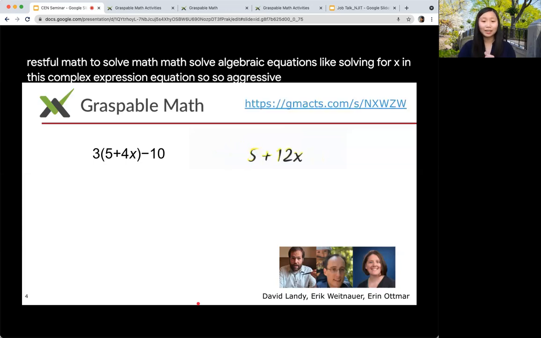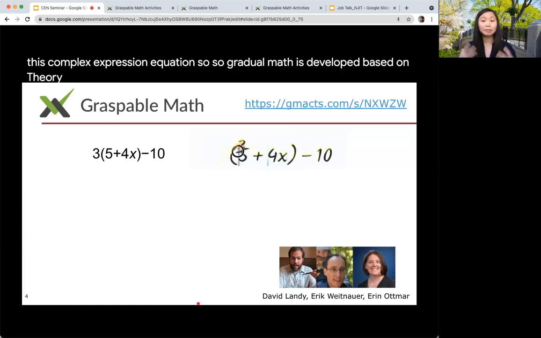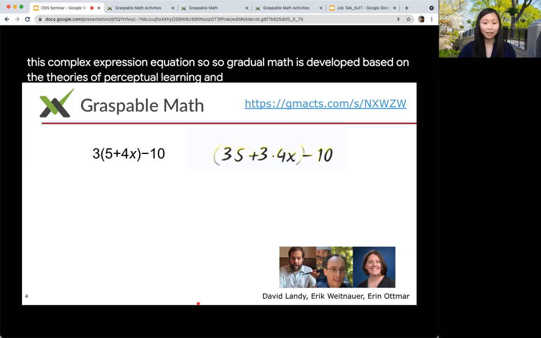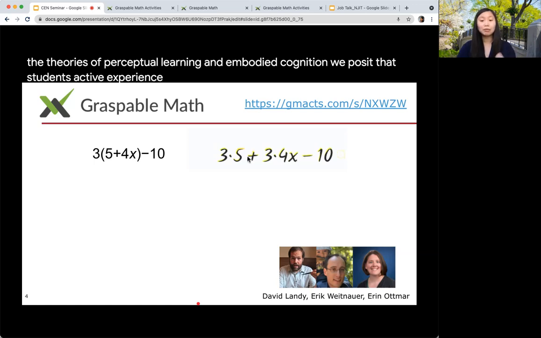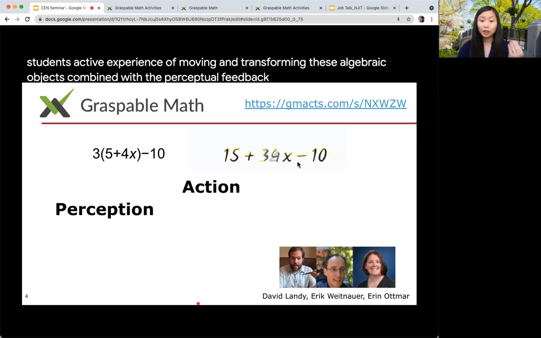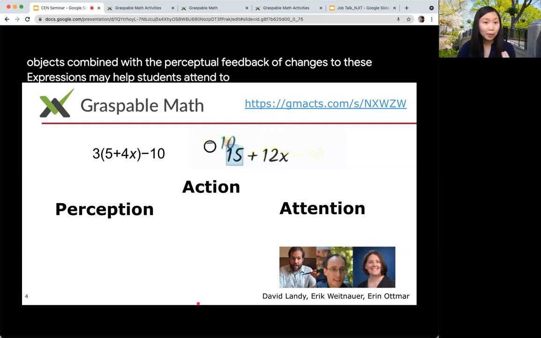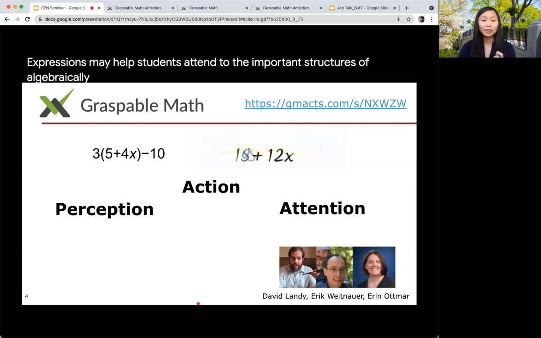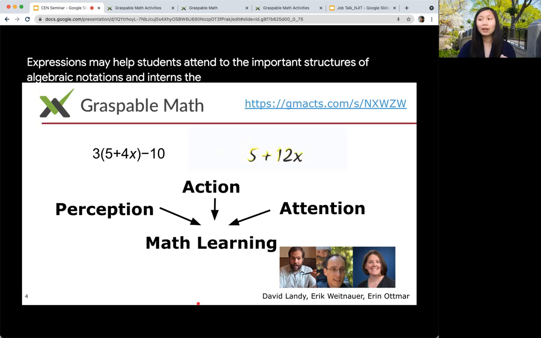Graspable Math is developed based on theories of perceptual learning and embodied cognition. We posit that students' active experience of moving and transforming these algebraic objects, combined with the perceptual feedback of changes to these expressions, may help students attend to the important structures of algebraic notations, and in turn support their math learning and problem solving.